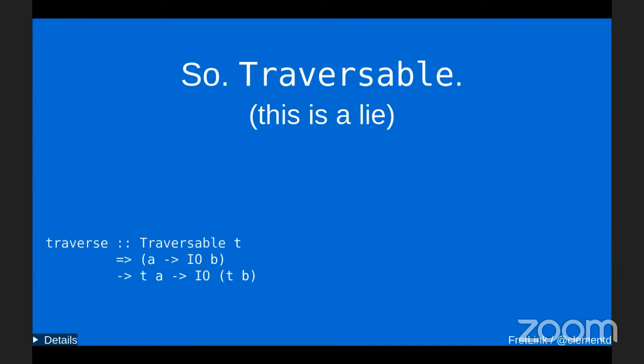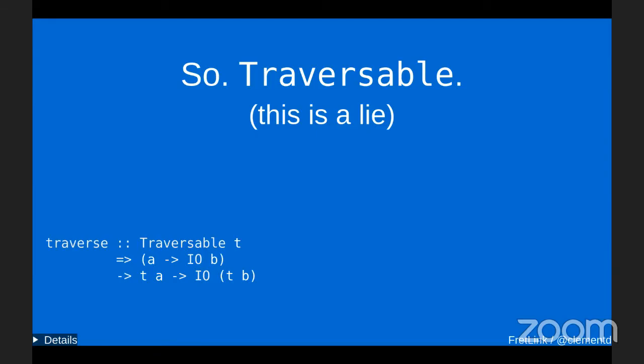all the types that start with a lowercase letter are generics. So here the types T, A and B can be any type, except that T has a constraint on being traversable. So in English that would read as: for all T that is traversable, traverse has a type that takes a function from A to IO of B, and it returns a function from T of A to IO of T of B.